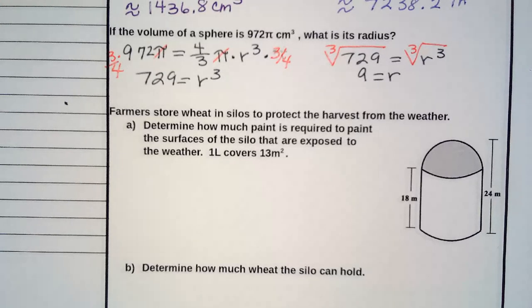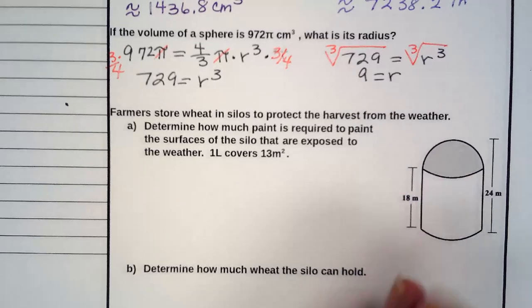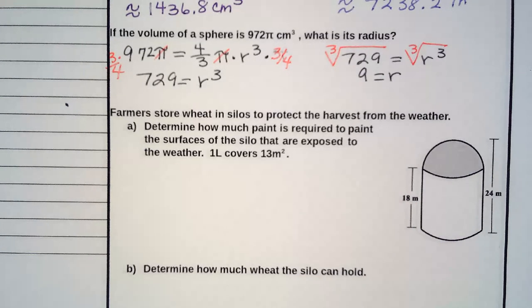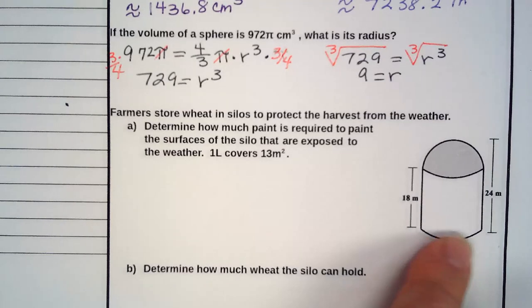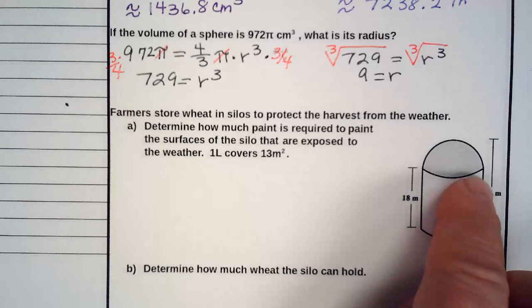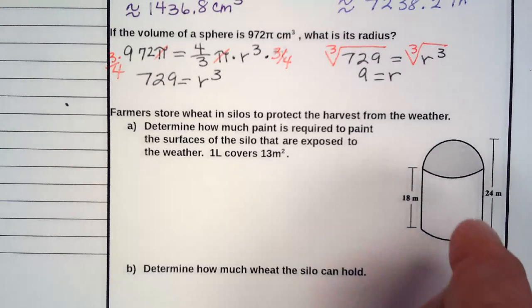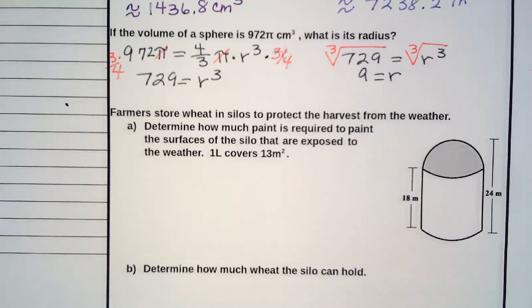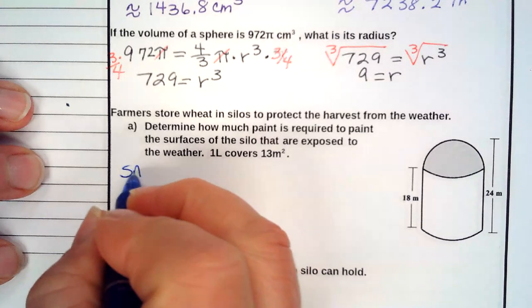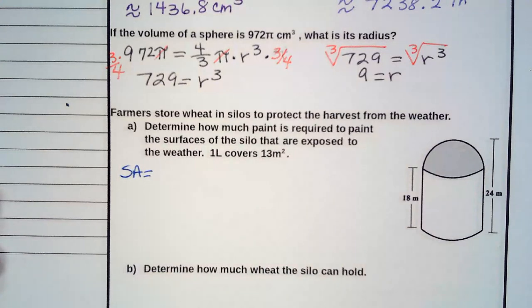But as I'm looking at the surface area of the silo, I've got a cylinder and then half of a sphere. Do I need the bases of this silo? Am I going to paint what's underneath the ground? No. Do I paint the top of the cylinder? No. So all I'm looking at really is that lateral surface area. So the first surface area I'm going to look at, remember that's 2 times the base plus the perimeter times the height.